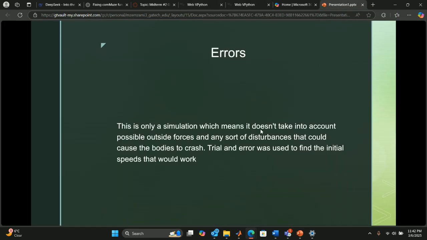For some of the errors that could have occurred, this is only a simulation, and in real life there could be other forces at play, such as forces from other planets or stars, or some type of bodies that it could crash into, or disturbances like asteroids or meteorites that weren't accounted for. As well, this was trial and error to find the speed of the ship to start with, so it wasn't a sure method to find exactly the time.